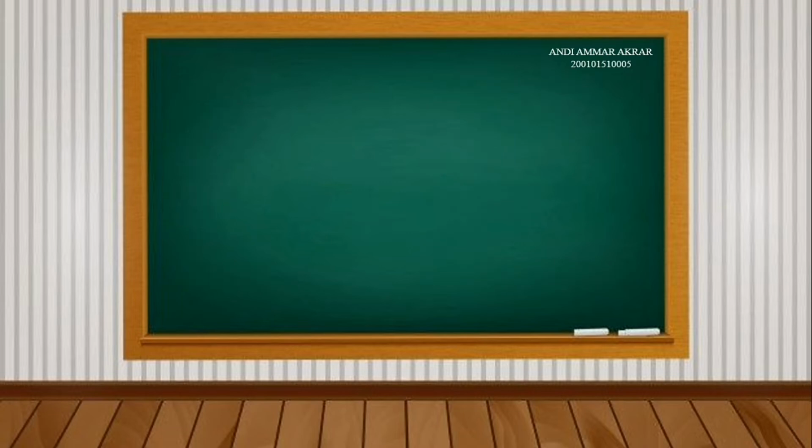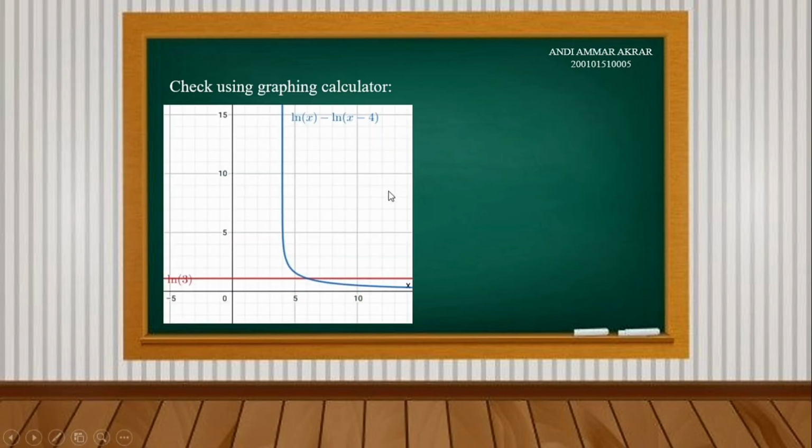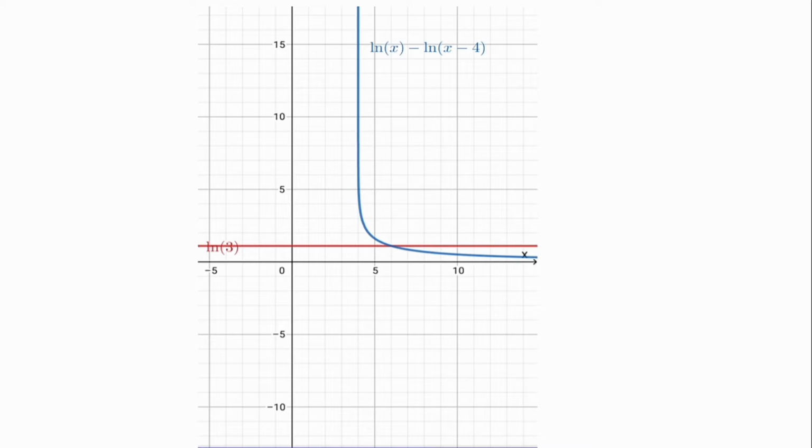If you still want something clearer, please look at the chart that I have created using the GeoGebra application. In here we can see clearly the graph of ln x minus ln (x minus 4) and ln 3, and it can be seen that the intersection of the two is at x equals 6. Therefore, our solution is correct.